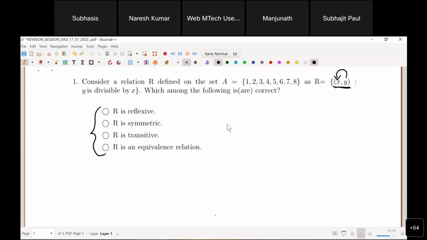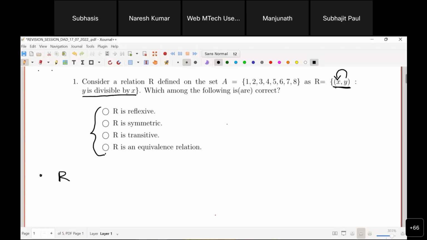So to check whether this relation R is reflexive or not, the first task is I need to write down all the elements of R. I have defined it using a statement, so using the statement, I have to write down explicitly all the elements of R.